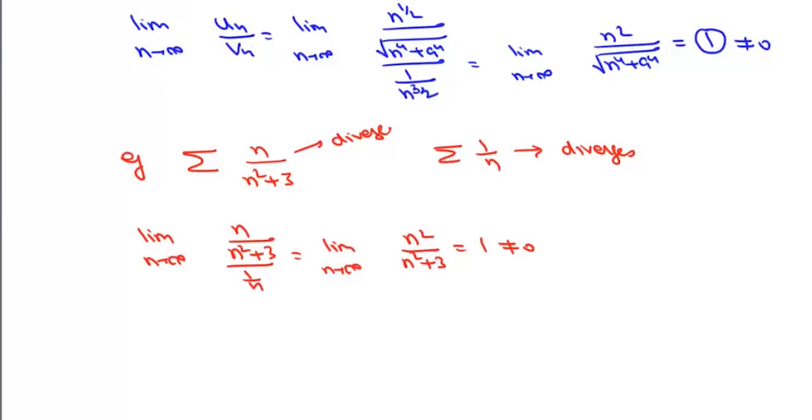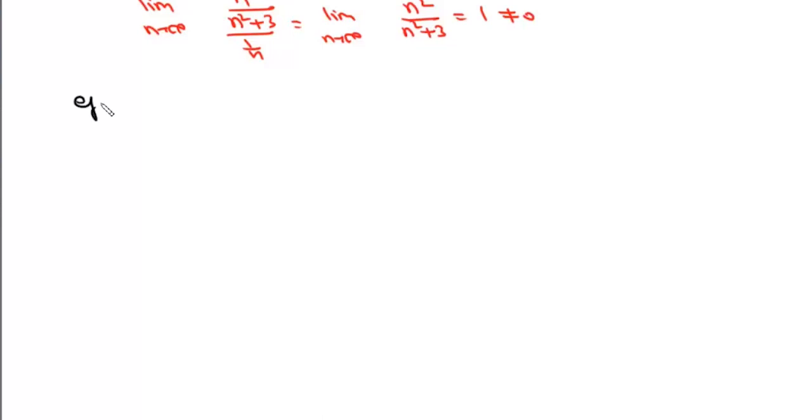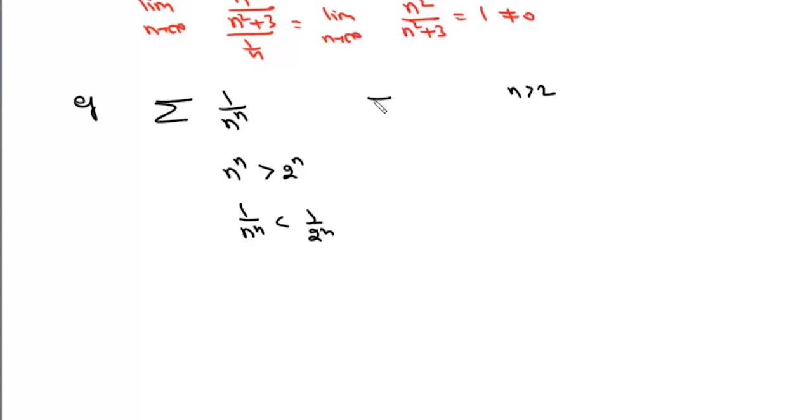Now we'll take some examples where we want to compare it with a geometric series. Say for example, we are given this series, summation 1 upon n to the power n. Now we know that for any n greater than 2, n to the power n will be greater than 2 to the power n, and we have omitted the first two terms. And if you recall theorem 1, it says omission of a finite number of terms does not change the behavior of convergence of a series. Now 1 upon n to the power n will be less than 1 upon 2 to the power n. So we write the second series as summation 1 upon 2 to the power n.